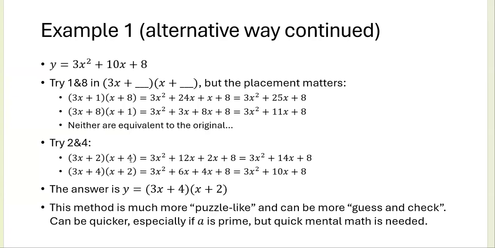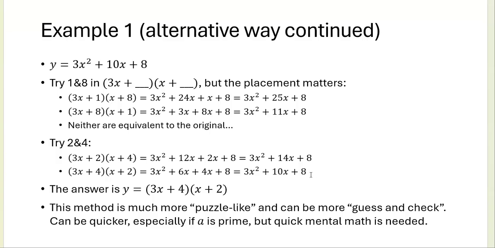So let's put 2 here and 4 here. You'll get 3x squared plus 14x plus 8 if we expand it out. Still not matching, so let's swap the 2 and 4. So 4 goes here, 2 goes here. If you expand it out, it's 3x squared plus 10x plus 8. So the answer is (3x plus 4)(x plus 2), which matches what we did the other way. I will say that this method is more puzzle-like, if you like puzzles, but it could also be seen as more guess and check. Notice that I tried every single candidate, and the last one was the correct one. There's only one correct one, as expected, and it happened to be the last one.